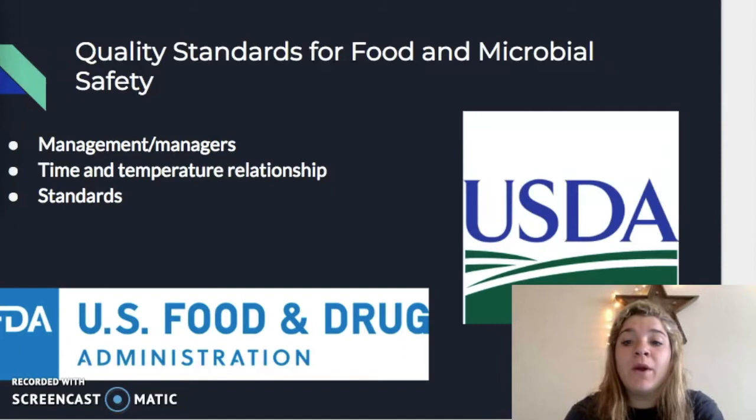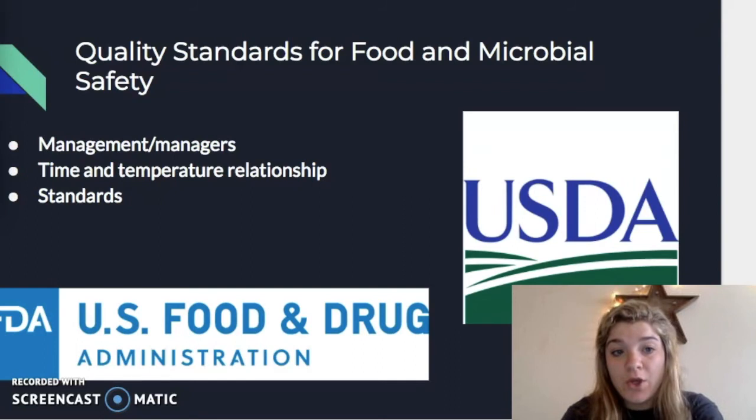Quality standards for food and microbial safety. Time and temperature relationship and standards. The next factor that affects distribution systems is the quality standards for food and microbial safety. The management is supposed to establish standards for food quality and safety, and then select proper equipment for heating, holding, and transporting food. The microbial quality of menu items is dependent on the type of food, the quality of raw ingredients, batch size, type of equipment used for cooking, and position of menu items in food service equipment.